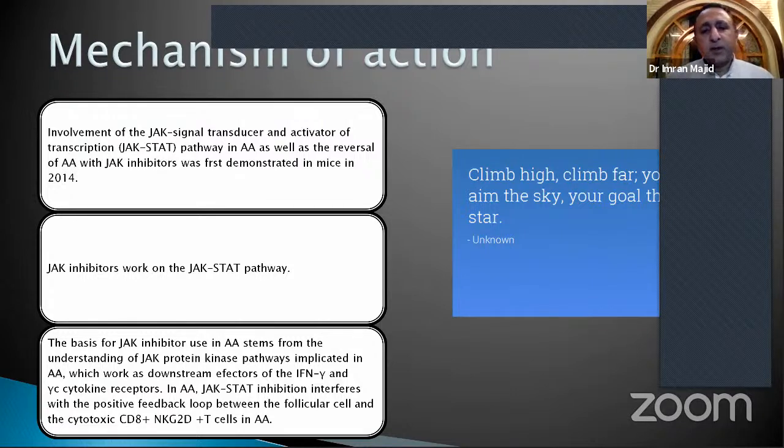The basis for their use stems from the understanding of JAK protein kinase pathways implicated in alopecia areata, which work as downstream effectors of the interferon gamma and gamma C cytokine receptors. In alopecia areata, JAK-STAT inhibition interferes with the positive feedback loop between follicular cells and the cytotoxic CD8 positive or natural killer cells.